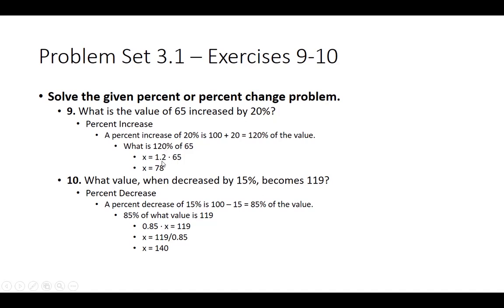120% as a decimal is 1.2, of is multiplication, and 65 is just 65. So this directly translated to x equals 1.2 times 65. That's a straight calculation. 1.2 times 65 is 78. So x is 78. The value of 65 increased by 20% would be 78.